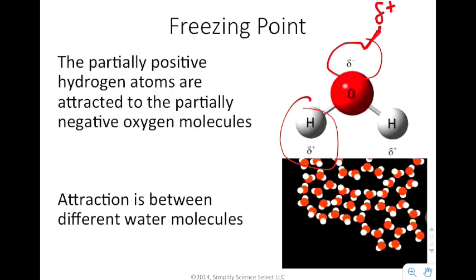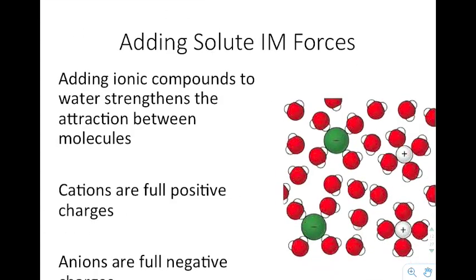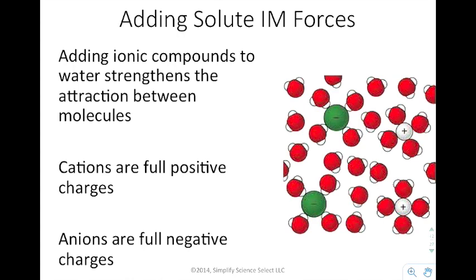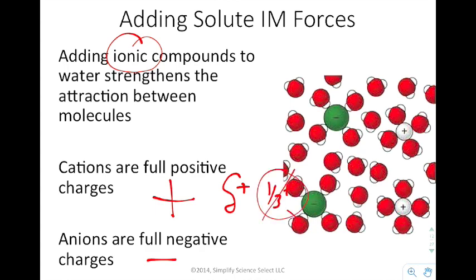Now, when you add solute to it, what you're doing is you're adding an ionic compound. The ionic compound consists of cations and anions, which have a full positive and a full negative charge. It's not a partial positive. It's not a fraction. It's not like 1/3 of a positive charge. That's not what it is anymore. Now it's considered to be a full positive charge and a full negative charge. So what happens is the water molecules are very, very, very attracted to these cations and anions.